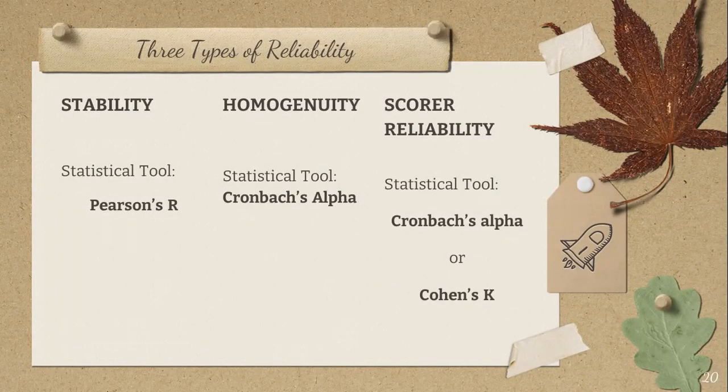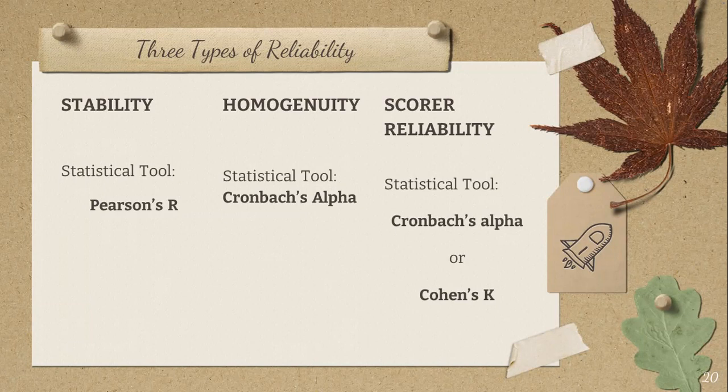We have also the three types of reliability. The first one is the stability. Second one is the homogeneity, and the third one is the scorer reliability. A statistical analysis can be used to determine if an instrument is reliable. Okay, let's start first with the stability.